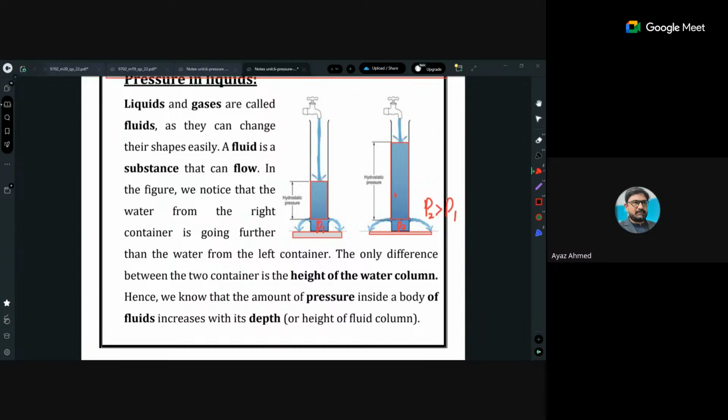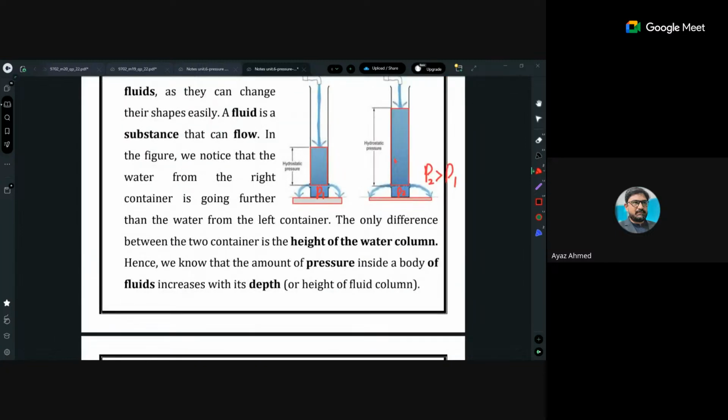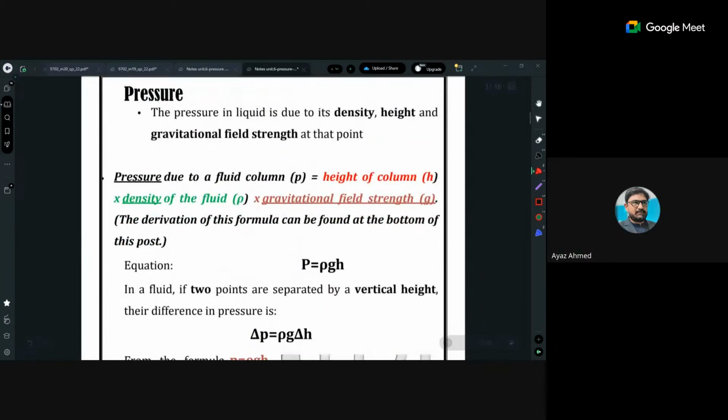So the only obvious reason I can have here is what? That the height is more. Yes, that is the height. Okay, yes sir. But if the pressure is more, does that mean it spreads over a large area? No, no, no. In liquid, area does not matter. Just the three factors I told you.